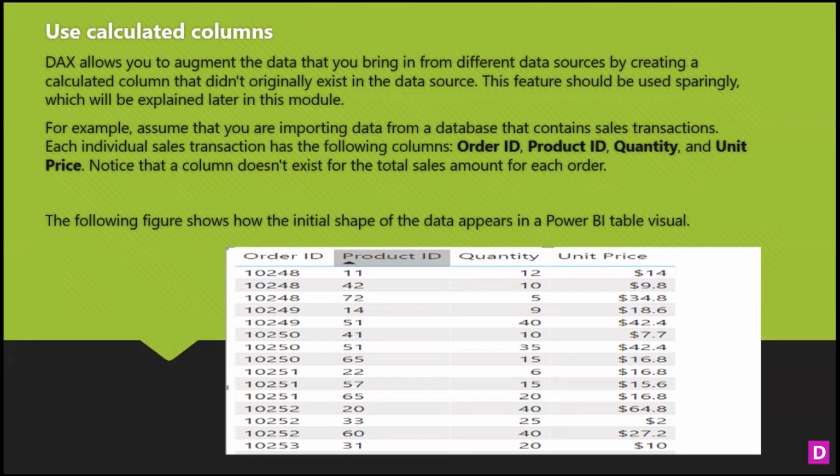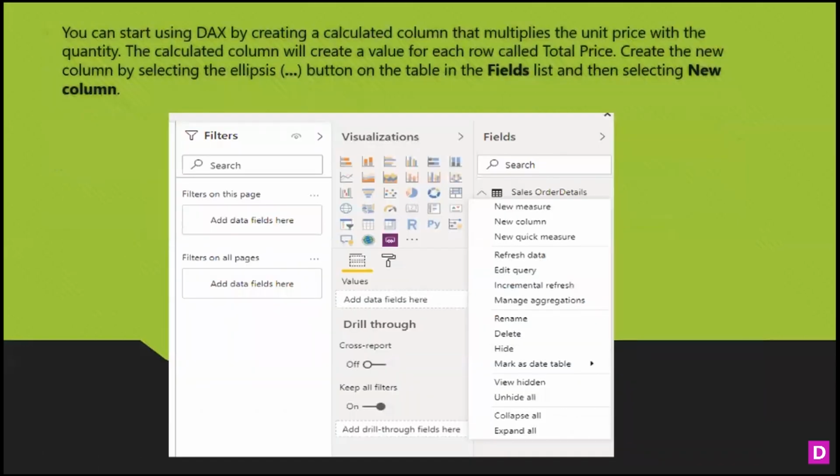Let's say you have a table and you want to create a new calculated column. For example, I have this table right now with 4 columns: the order ID, product ID, quantity, and the unit price. The data has been entered inside the table, but we don't have a column for total sales, so we need to calculate it using the calculated column feature of DAX. You just go to the table name, click on the three-dot ellipsis button, or right click on the table name, and you will find the option of creating a new column.